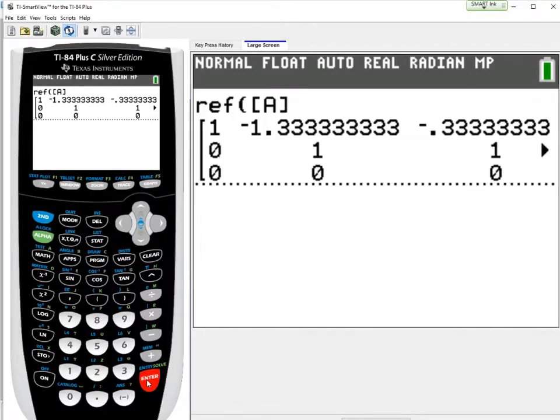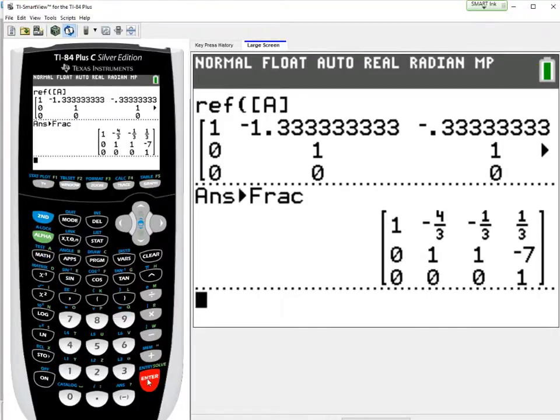I just like the way it sounds. So I have my REF here. So here's my solutions. Now, if you don't like this, maybe you like fractions, you can go over to math, hit the frac, and then push enter, and it'll give it to you in fractional form.